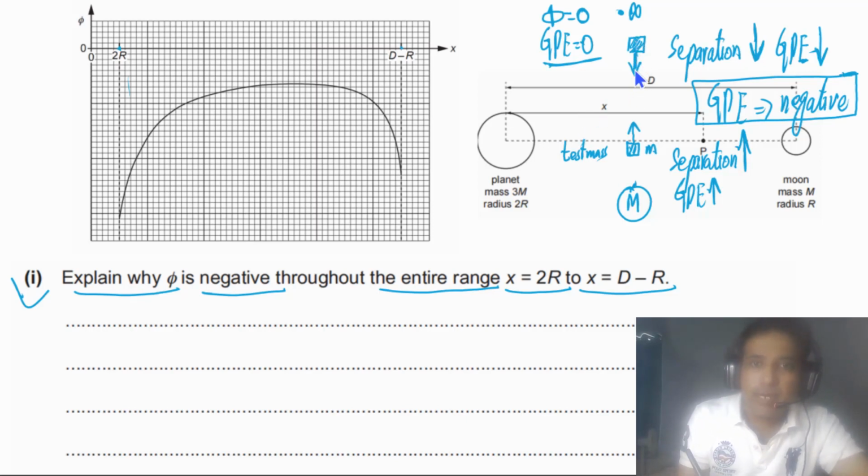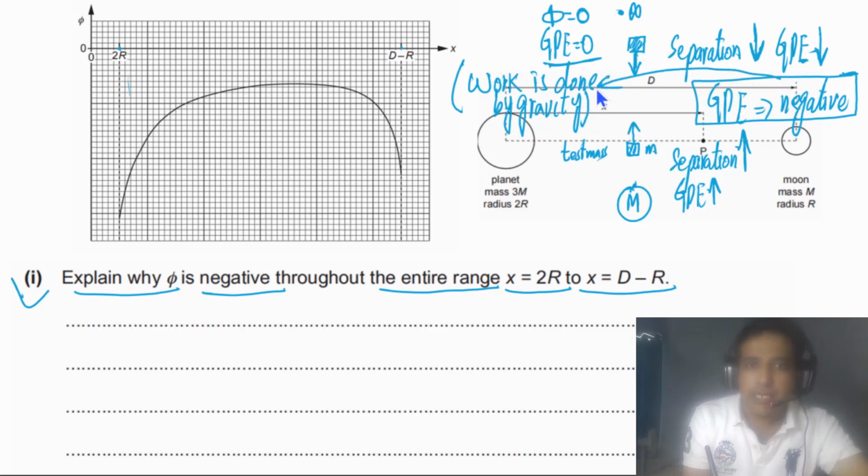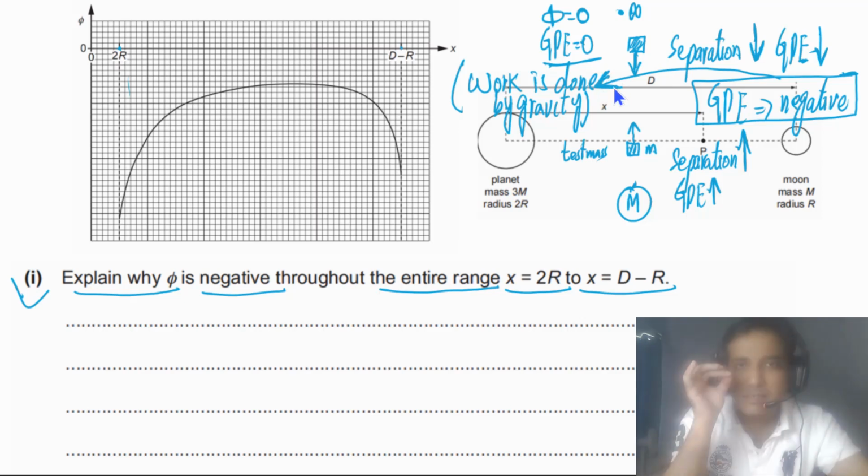Now we need to understand why this GPE is decreasing, because in this case work is done by force, work is done by gravity. Or simply you can say gravity is an attractive force. Work is done by gravity, that's the reason GPE is negative, or you can say GPE is decreasing. So simply we can say in this case as test mass is getting closer to the massive object, or we can say separation is decreasing from infinity, it means GPE decreases. So these points you have to write down in your answer.